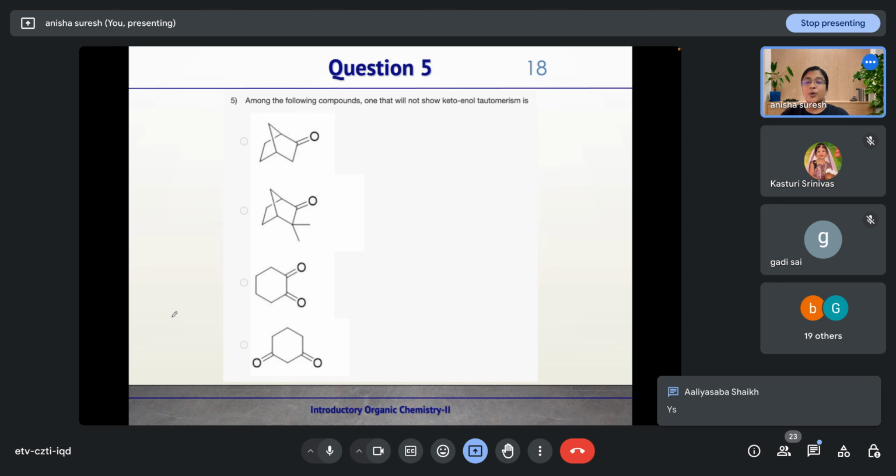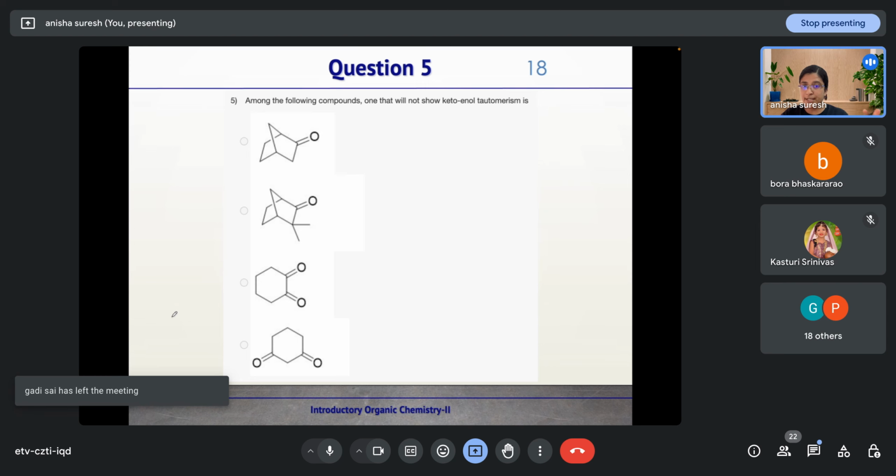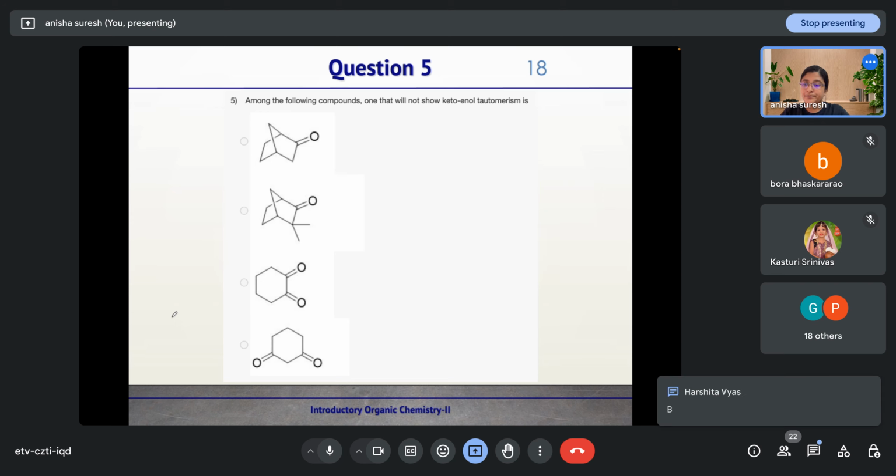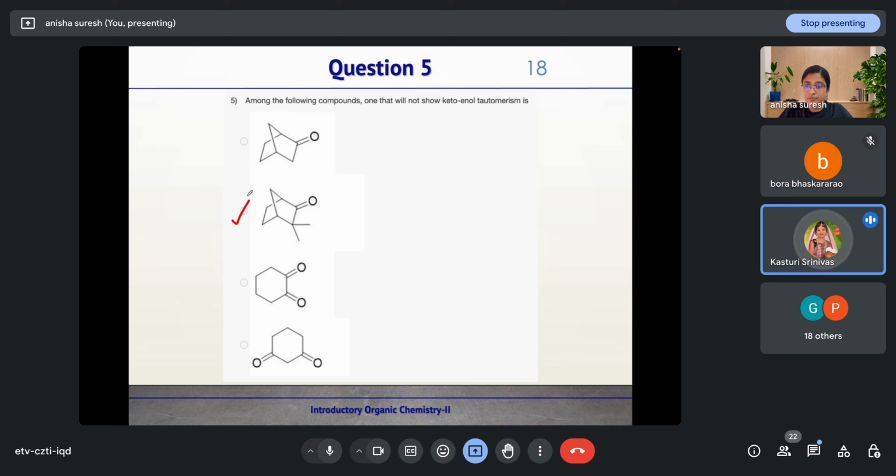Okay. Now coming to question number 5. Among the following compounds, the one that will not show keto-enol tautomerism is. So four different compounds have been given, and out of which one is not able to show keto-enol tautomerism. What is that compound? B. What is the reason? No alpha hydrogens.